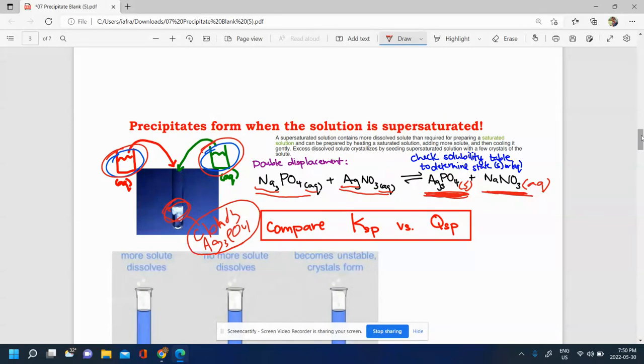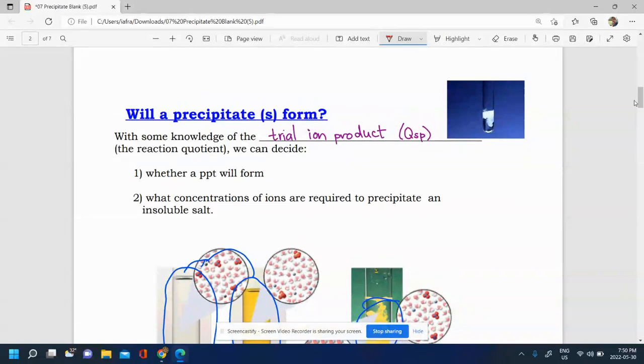To predict if this precipitation will actually occur as is written, we need to use something called the trial ion product. The trial ion product is a special type of Q called the QSP. And what we do is we compare that QSP to the KSP. And depending on whether it's larger, smaller, or equal to KSP, we can predict if a precipitate will form or not. So the QSP is a value that we compare to the KSP in order to determine if a precipitate will form. And we can even determine what concentrations are required for the ions to form a precipitate.